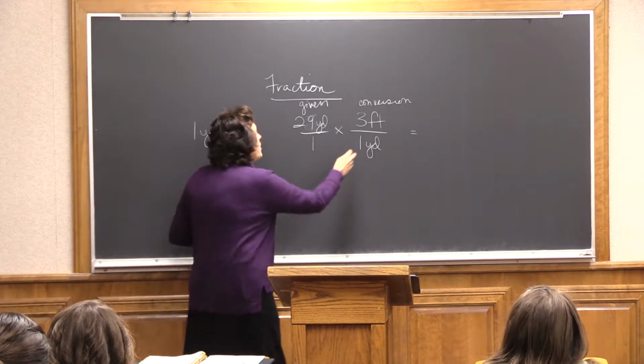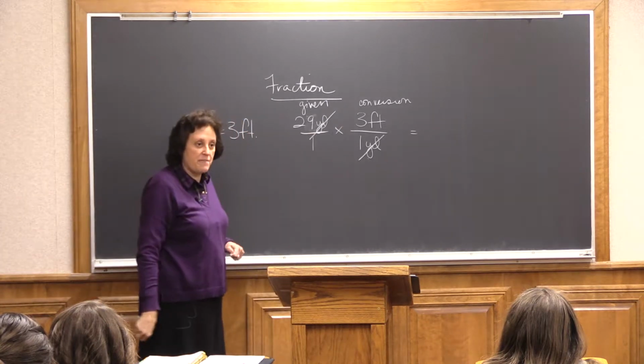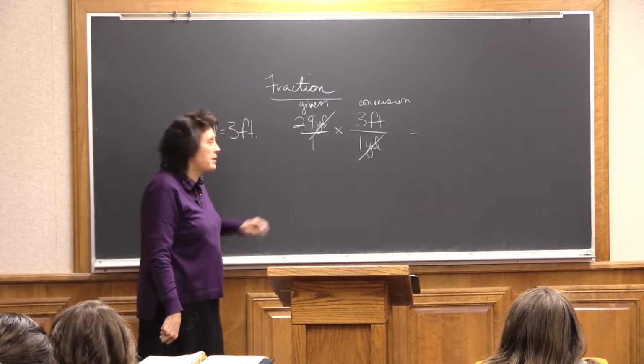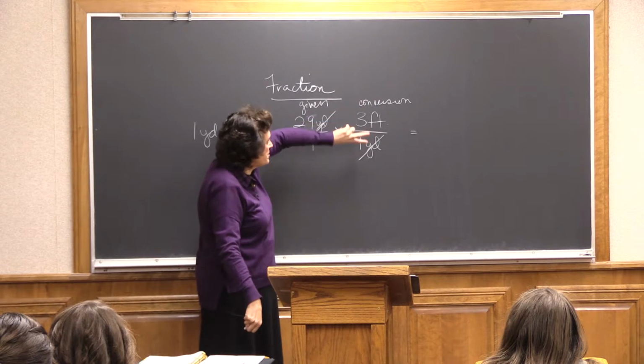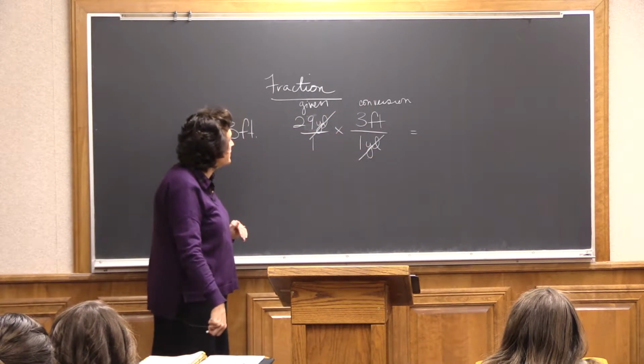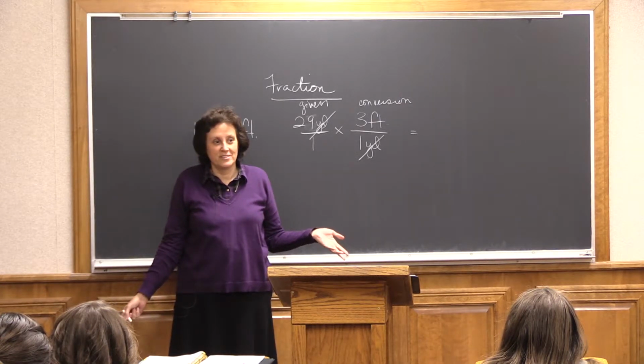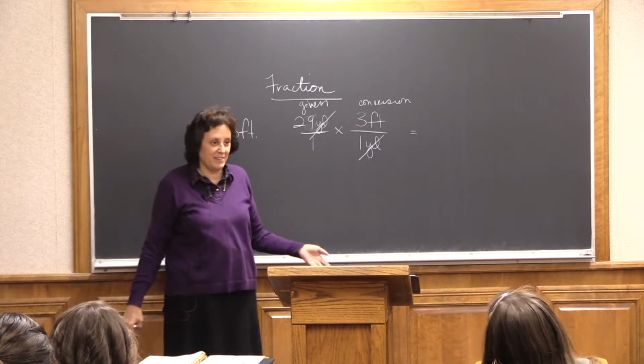Okay? So I'm going to set this up as a fraction multiplication problem, and I'm going to put the conversion fact in whatever order necessary to make the units cross cancel. So what does this tell me? I'm going larger to smaller, multiply, but I don't have to do that.